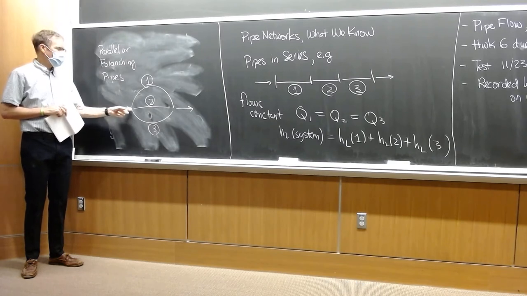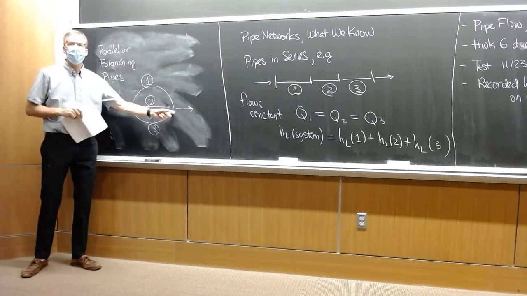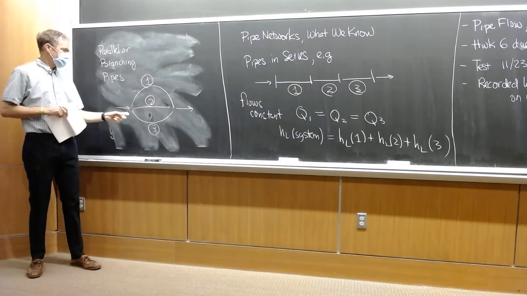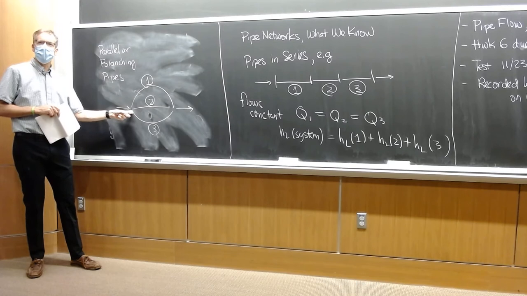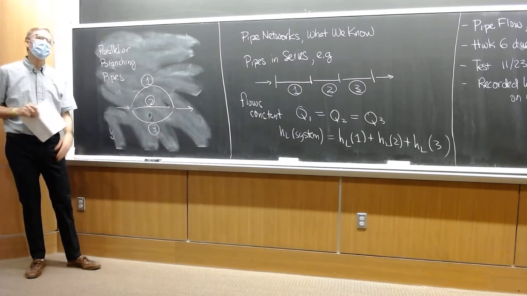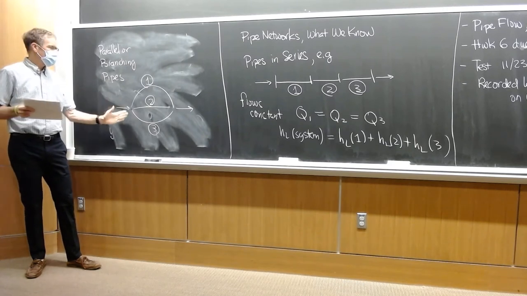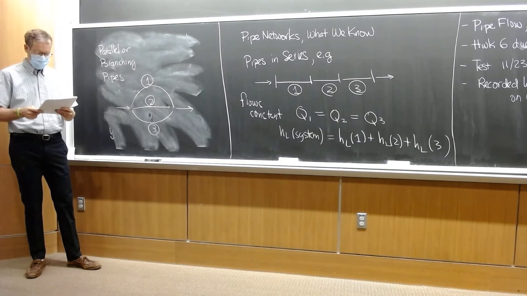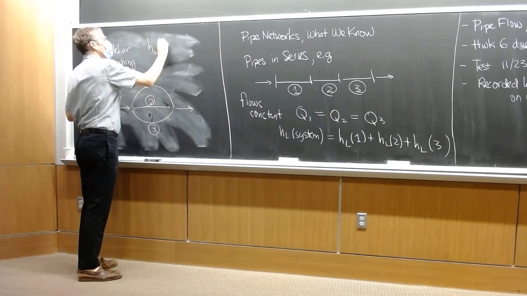Because they have the same pressure, say there's a pressure drop that drives the flow. The pressure on the entrance of 1 is the same pressure that's the entrance of 2. And likewise, the pressure at the outlets are the same. So what must be the same? If there's the same pressure drop, we must have the same head loss.